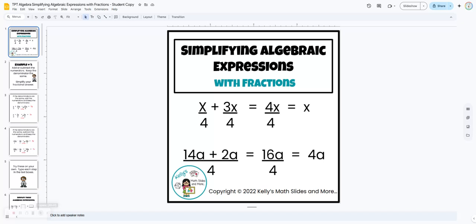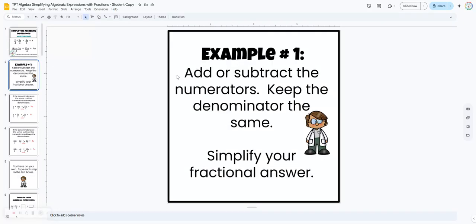Simplifying algebraic expressions with fractions. This is a digital lesson, and this is really important to give to students. It's a good review of fractions before they go into solving algebraic equations with fractions. So the lesson starts with example number 1.